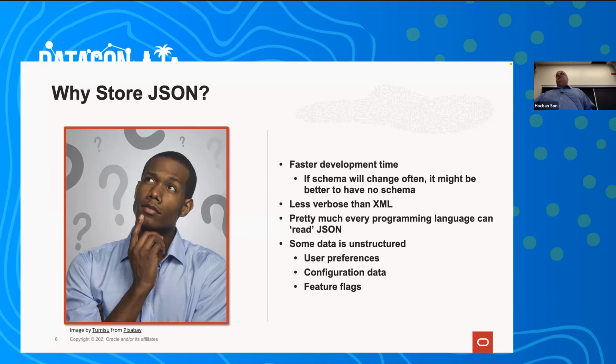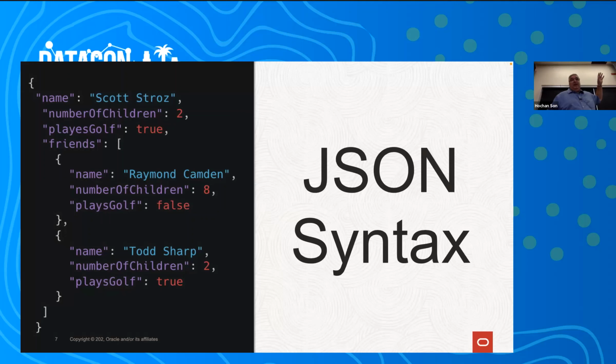So the JSON syntax. This is an example. As I said, objects are wrapped in curly braces. So you see what we have here is a single object. There is a name property. The name is Scott Stroz, which is me. Number of children is 2, which I do have. And I play golf. The friends property is an array of friends of mine.